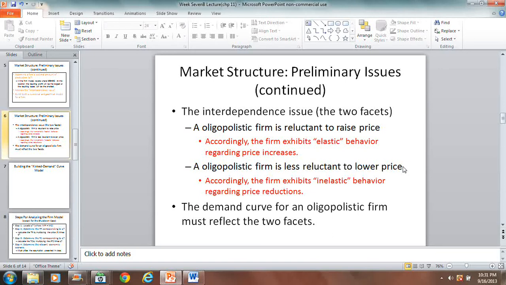So they're reluctant to raise price, which suggests that price will go up very excruciatingly slowly. They're more willing to lower price if necessary, so price reductions can occur more freely in an oligopolistic industry. And so when you're constructing the model for an oligopolistic firm, you have to incorporate these two aspects of the interdependence issue. Your model has to show a reluctance to raise price and a lesser reluctance to lower price. So any reasonable depiction of oligopoly has to contain those two features. All right.